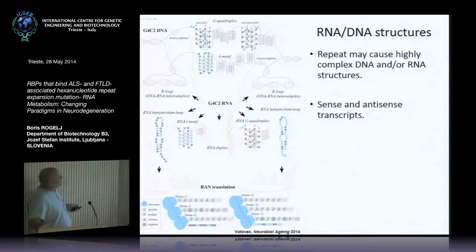And then, when we have transcription, which can happen from the sense and antisense direction, we can have G quadruplexes forming from the RNA, and this RNA may also form hairpin loops. I motifs are a bit of a question because RNA hasn't been shown yet to form I motifs, but again there is a possibility of that, and the stem loops from the antisense transcript, and then obviously there's the possibility of these stem loops initiating RAN translation.